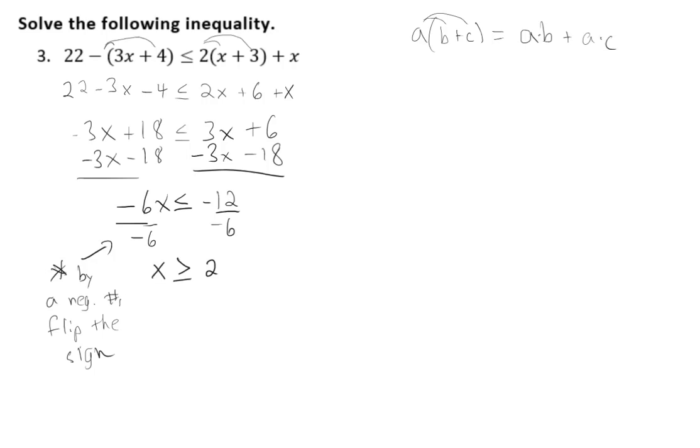Now you can always check this. If I say 10 is greater than 2, if I plug in 10, that's 30 plus 4, so 34. 22 minus 34, that's a negative number. 10 plus 3 is 13. 26 plus 10 is 36. So a negative number is less than a positive number? Yes, that's correct. Now, I like to show if I was on this step here.